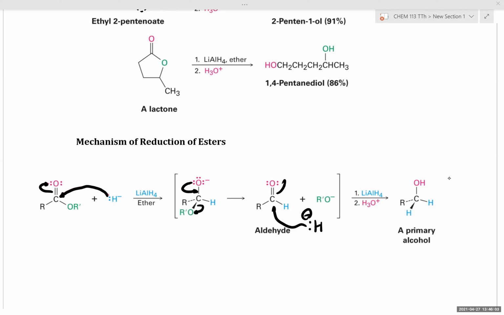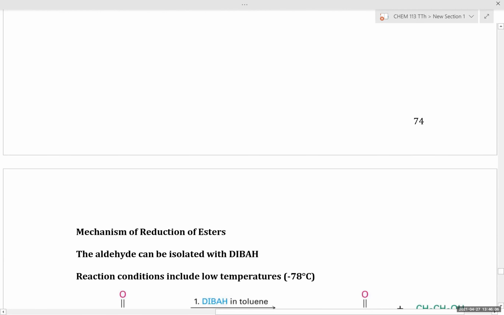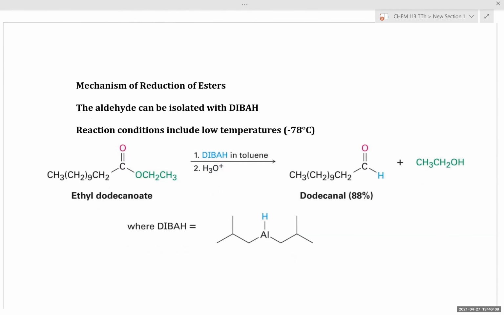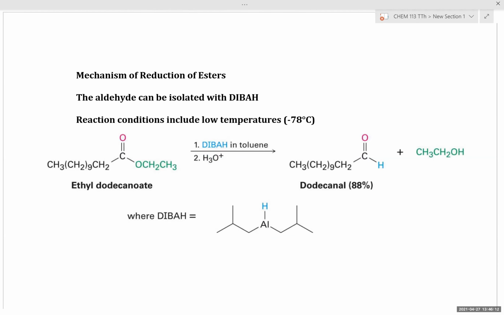Okay, so let's keep going then. If we wanted to isolate the aldehyde, we have a trick for that. It requires using diisobutyl aluminum hydride, also sometimes colloquially called DIBAL. The main feature of DIBAL is its substantial steric hindrance, and the fact that each equivalent only has one functional equivalent of hydride. This allows you to control the chemoselectivity and mitigate overreaction.